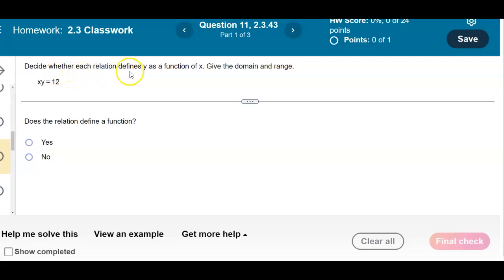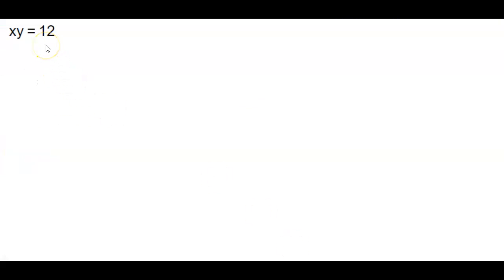Decide whether each relation defines y as a function of x, and then give the domain and the range. Here we have x times y equals 12. All right, so let's take a look at this here.